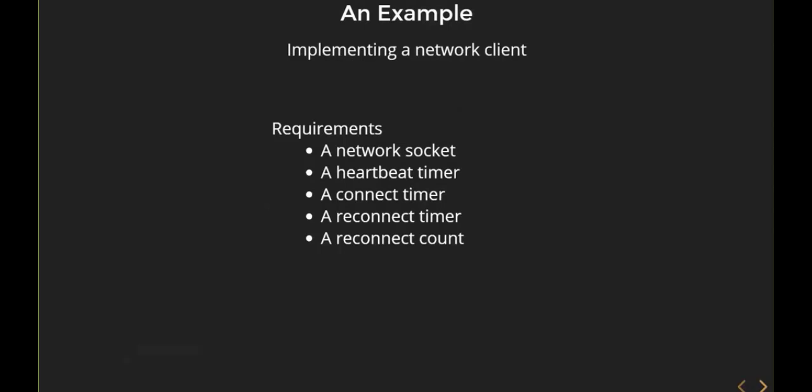So this network client, the kind of things you'd expect to be able to do. We're going to need a socket. We may need a heartbeat timer so we can exercise the connection, make sure it stays up. There may be some handshaking involved in doing a connection, so we might need a timer to keep track of that so we can time out if it doesn't work. All these kind of things that you would expect.